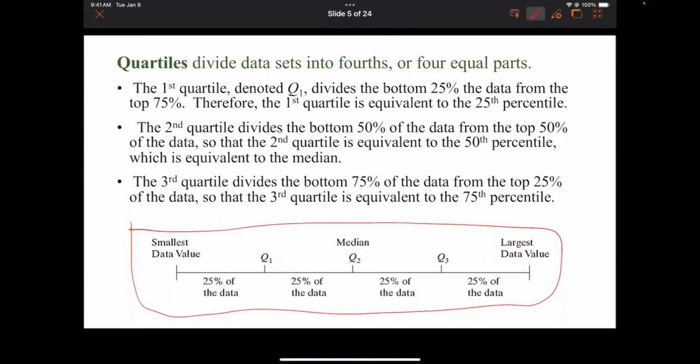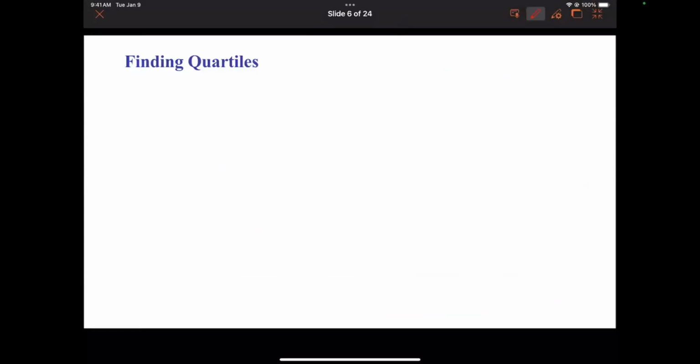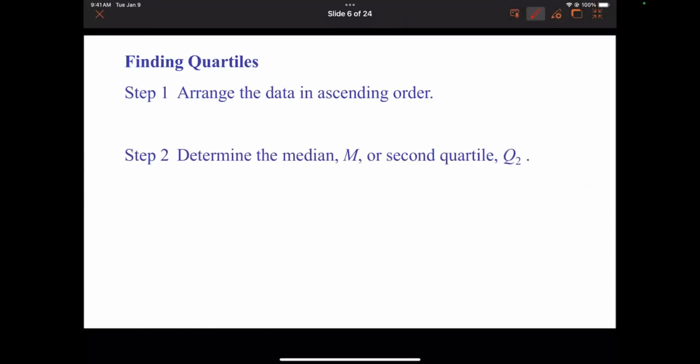Okay, so let's find some quartiles. The first thing we want to do, just like we did with median, is arrange your data from smallest to largest. Then you're going to find that median. Well, I guess it's the second thing you do. Find the median. That's your second quartile. We pretty much never call it Q2. I only ever see it written as Q2 in these slides, but it's just always the median.